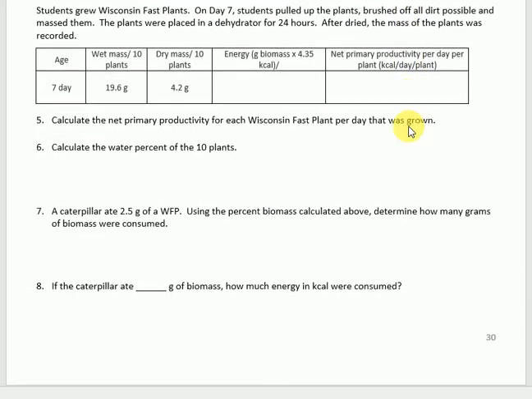So here's an example of a lab that AP used to have students do. I just want to make sure that you're familiar with this because of calculations. They still sometimes put it on the test, but it's not a required lab. Students grew Wisconsin fast plants. Day 7, they pulled out the plants, brushed off all the dirt, and massed them. They were then placed in a dehydrator for 24 hours, and after drying, the mass was recorded. So this is us getting the biomass. They started out at 19.6, and after the dehydrator, they were now 4.2.